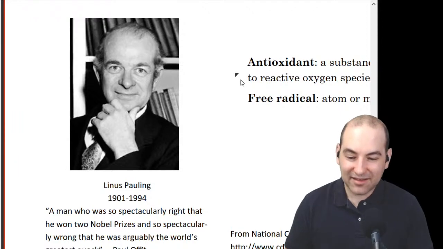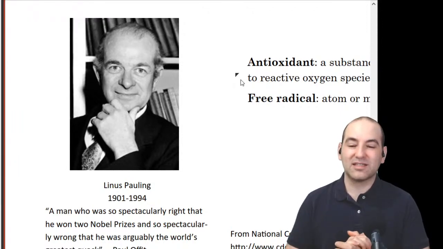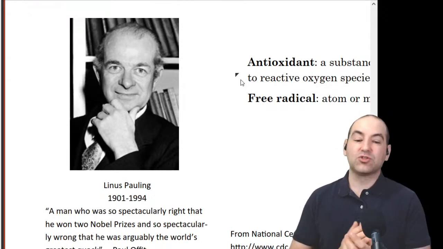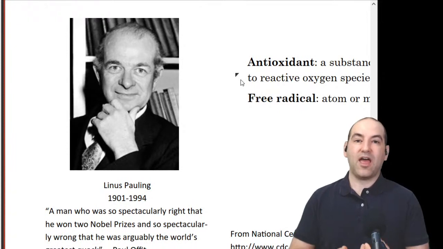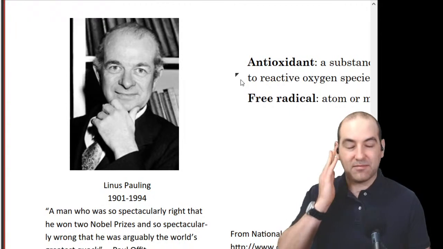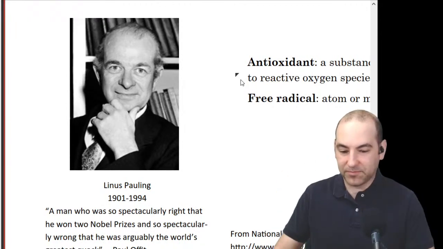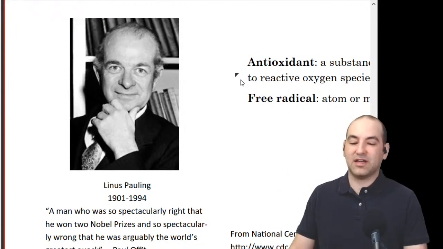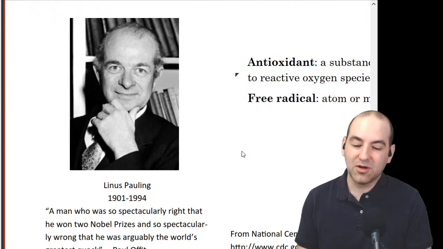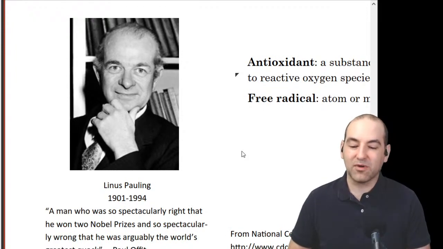And then in like the 70s, he started to have some really bizarre ideas about vitamins. And because he had so much clout as this eminent scientist, people basically just believed him, even though he was completely wrong. So it's an interesting and kind of sad story. This author, Paul Offit, says he's a man who was so spectacularly right that he won 2 Nobel Prizes, and so spectacularly wrong that he was arguably the world's greatest quack.